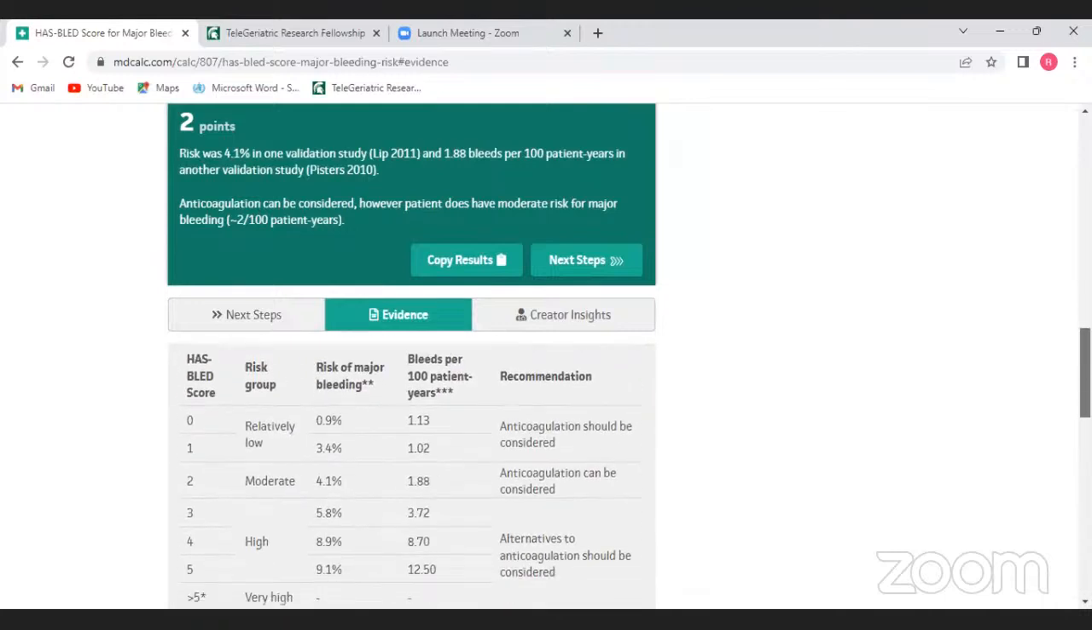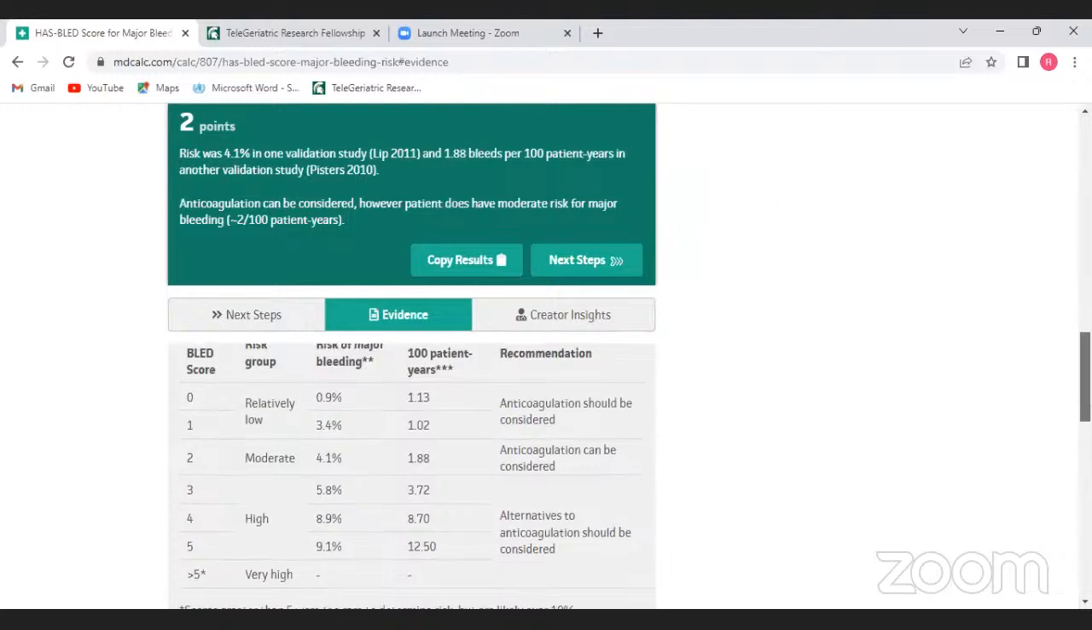And here we have a table containing the score for the patient, what risk group he will be placed in based on that score, the risk of major bleeding based on the study by Dr. Lip, bleeds per 100 patient years by the other study, and the recommendation based on that. So a score of 0 or 1 puts the patient at relatively low risk, and the recommendation would be that anticoagulation should be considered.